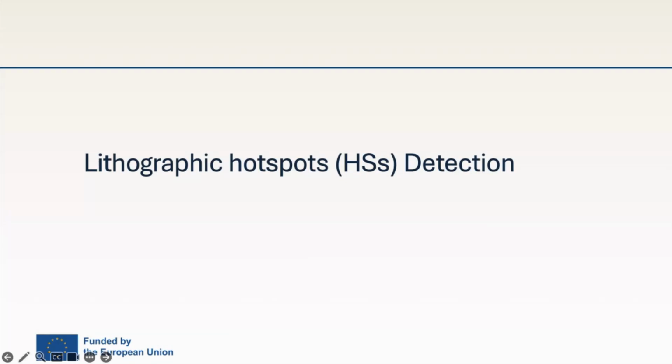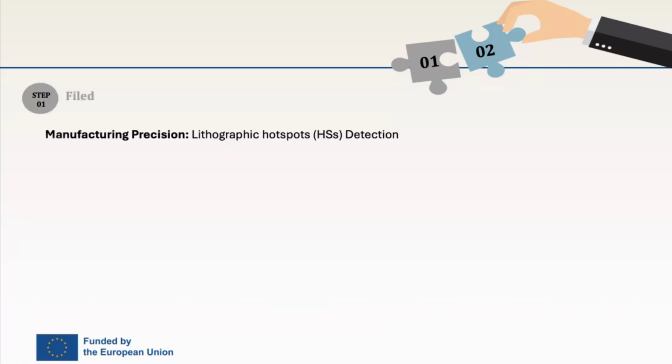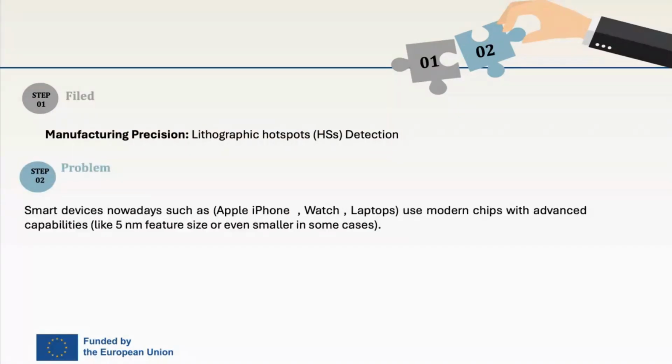Okay, actually, let's look at an example of utilizing AI to optimize various stages of chiplet design. We will start with the first one, which is lithographic hotspot detection. Actually, it's considered part of the manufacturing procedure.